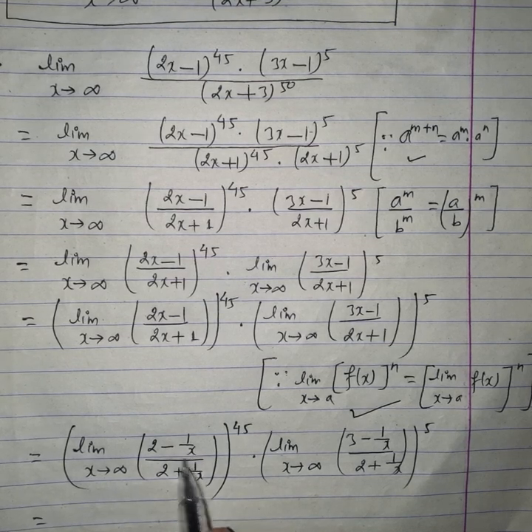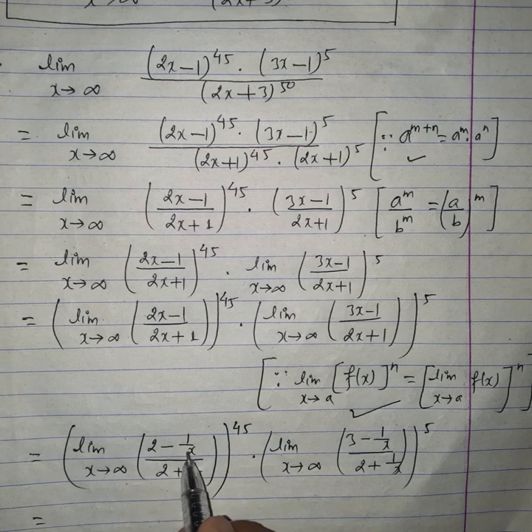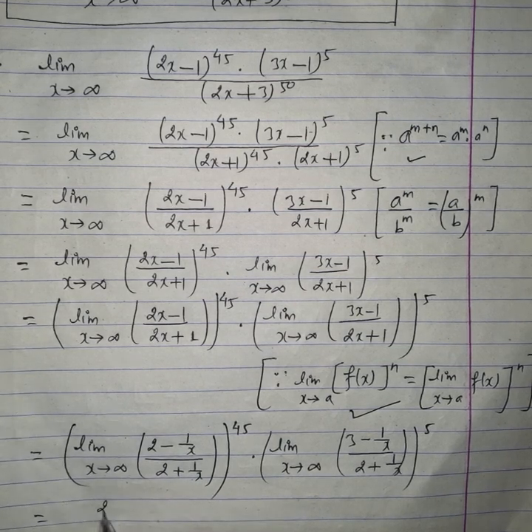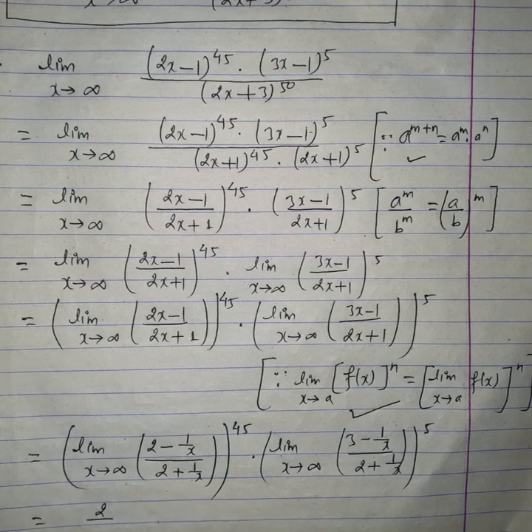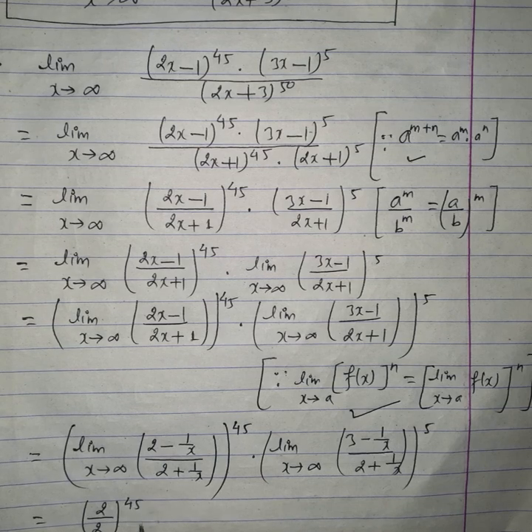When we plug in the value of x as infinity, 1 over infinity gives the value 0. So 2 minus 0 gives 2, over 2 plus 0 gives 2. It is raised to the power of 45.